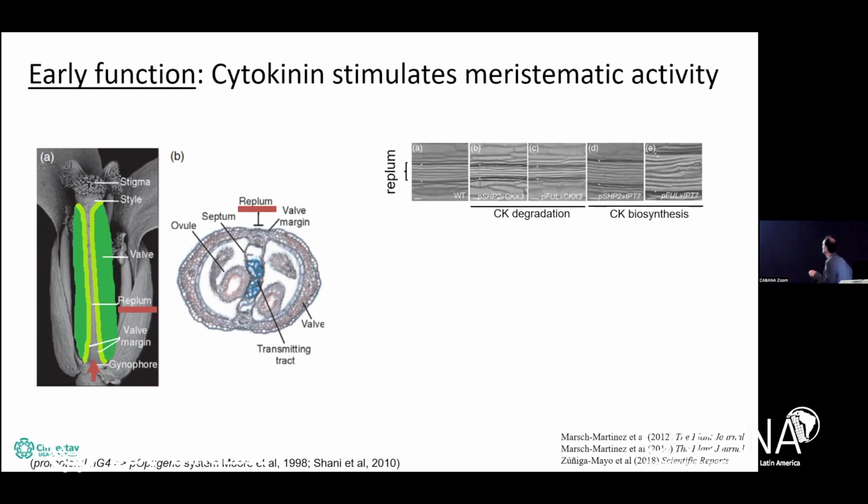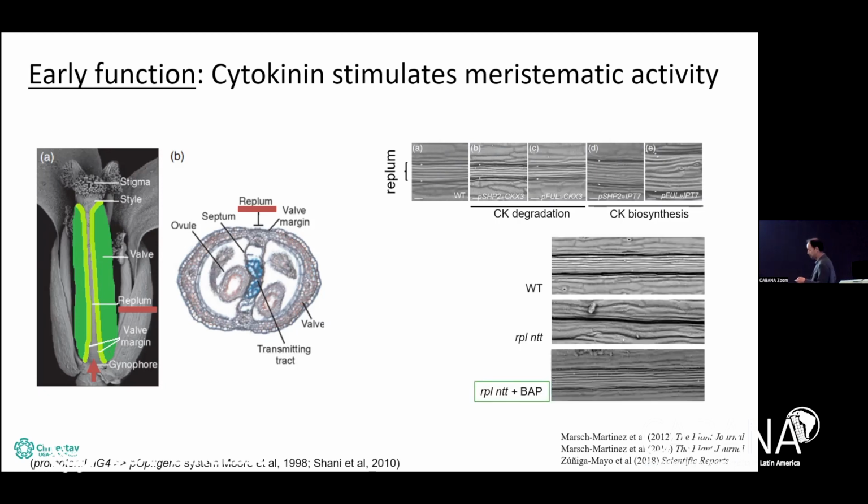So this, maybe, I hope you can see this. Also here cytokinin signaling is very important. When we use transactivation constructs in Arabidopsis plants, we can change the endogenous concentration of cytokinin. We can lower the concentration or we can increase it. When we increase the concentration, this replum gets much wider, and when we decrease it, it gets less wide. So this is showing that cytokinin signaling is needed for this structure.